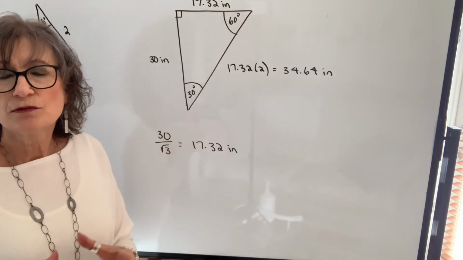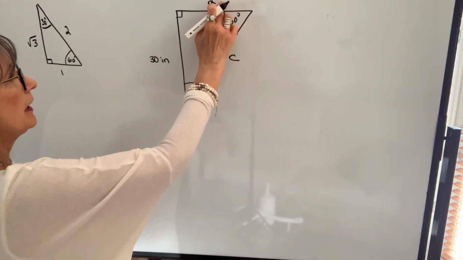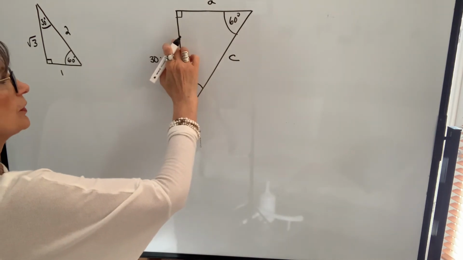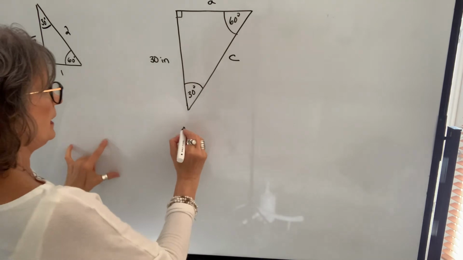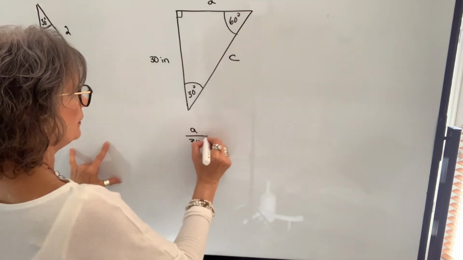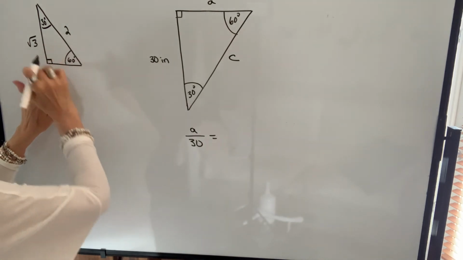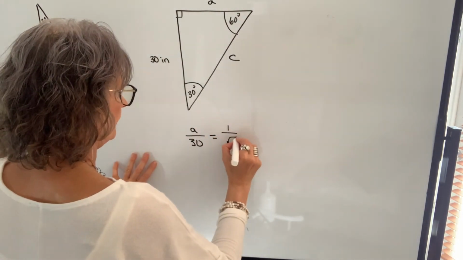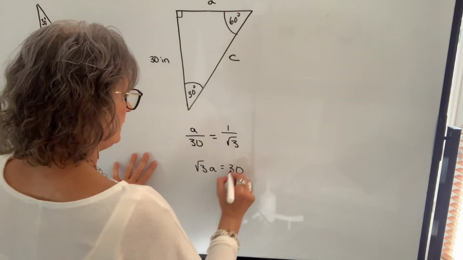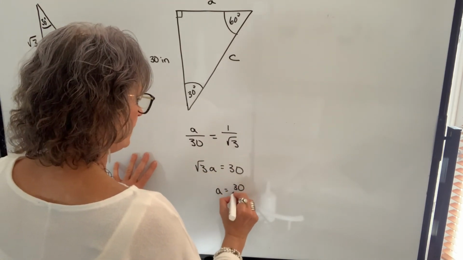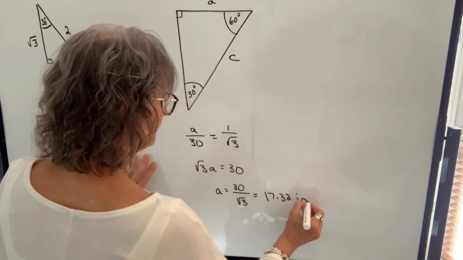So what we're going to do is redo this using similar triangles. In order to find A, I'm going to use the ratio of these 2 sides, which is equivalent to the ratio of these 2 sides. So A to 30 in this triangle will be equivalent to the ratio of 1 to root 3. We cross multiply. Root 3 times A will equal 30. Therefore, A is equivalent to 30 divided by root 3, 17.32 inches.